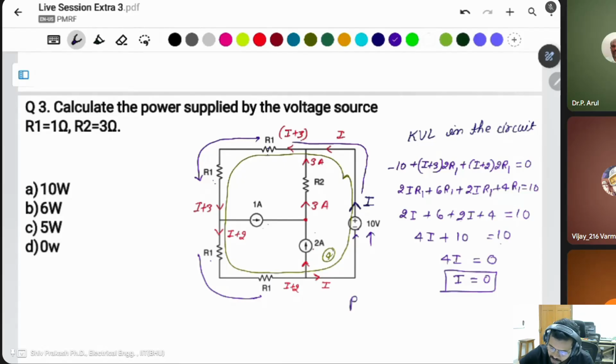Now what is the power? Power is V into I. If zero current passes through the 10 volt source, then the power delivered by that source is 0. That source does not deliver any power in this case. All power is delivered by these two current sources only.